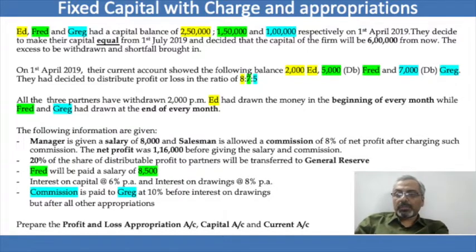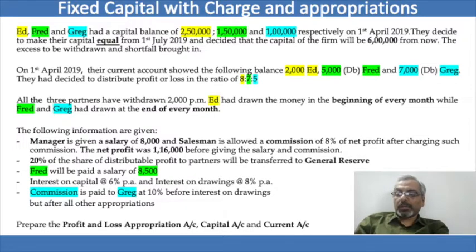Interest on capital will be 6% per annum. Interest on drawing will be 8% per annum. Commission is paid to Greg at 10% before interest on drawing, but after all appropriation. This is very important. Whenever you are talking about before, that means 10% interest will be calculated directly.